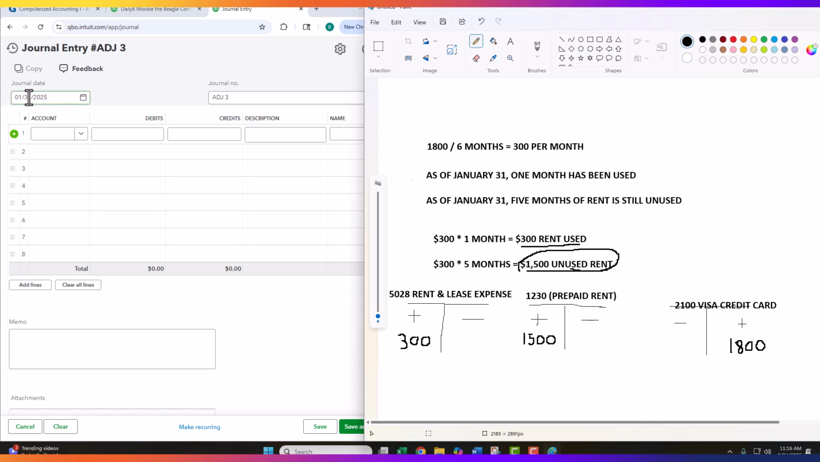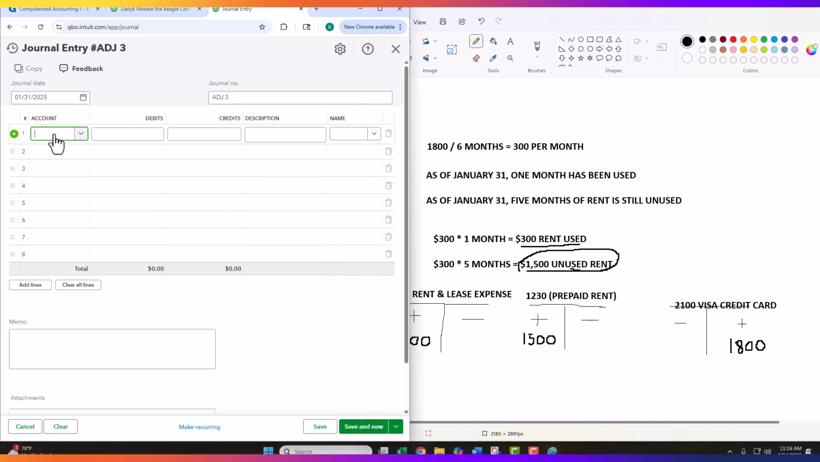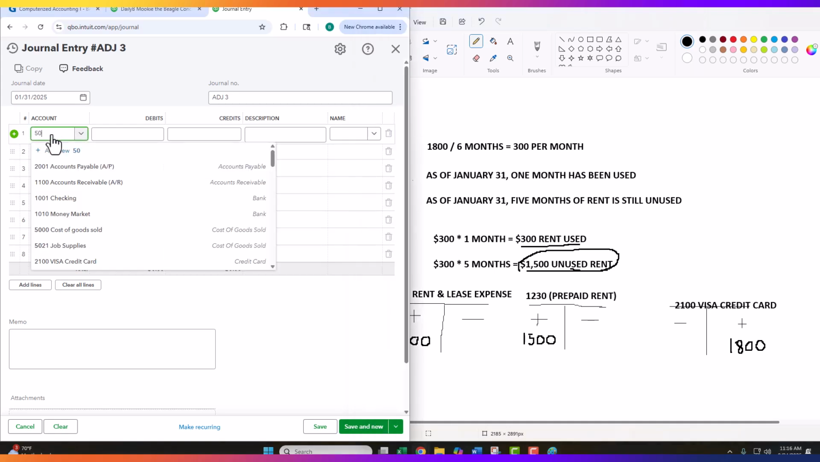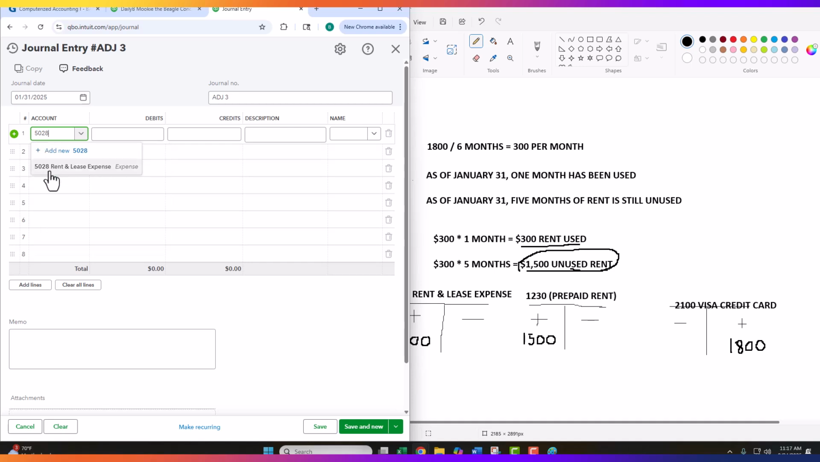You can see here the date again is always January 31st for this exercise, and the number of the adjusting entry automatically updated to adjusting entry number 3. And it doesn't matter which account I list first, as long as I'm going with my debits first, if I'm following that convention. So I'm going to say the 5,028. So if I know the account numbers, I can just type them in here. There it is. And that was a debit of $300.